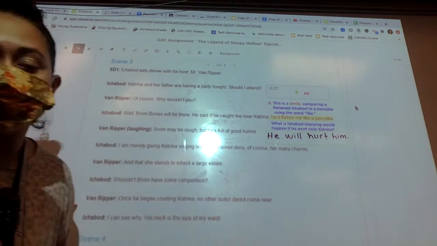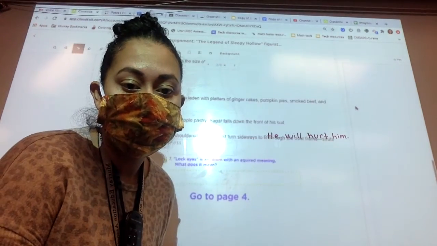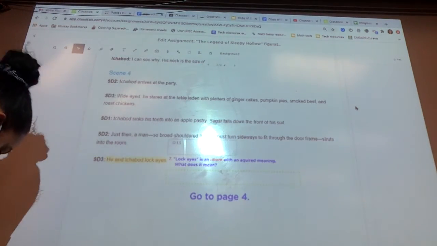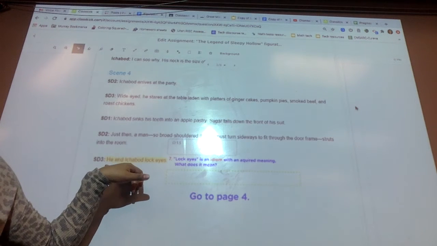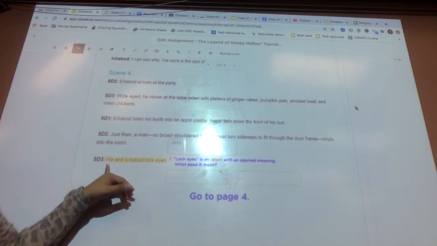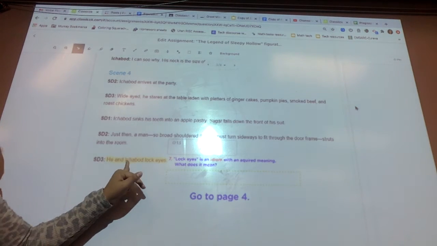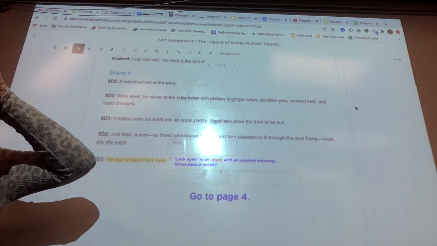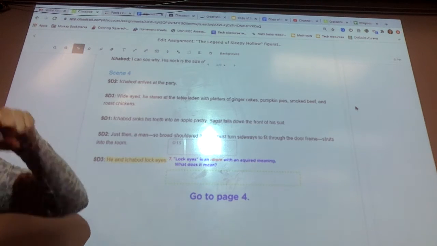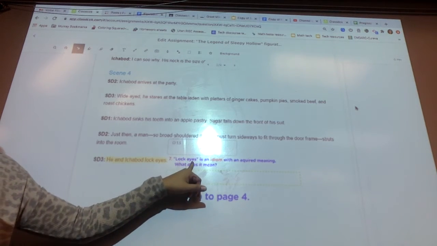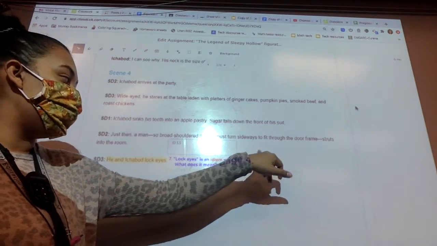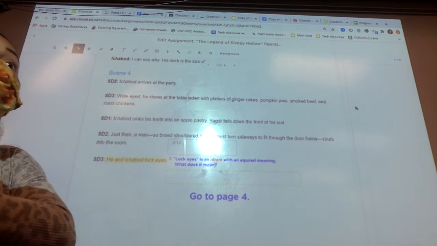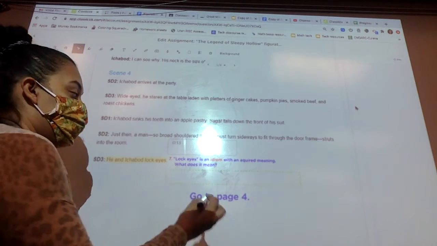Okay, ready? Scroll down. Down all the way at the bottom. Ready? "He and Ichabod locked eyes." Did they really lock eyes? So lock eyes is an idiom with an acquired meaning. What does it mean? Raise your hand. Noah? They stare both eyes at each other.